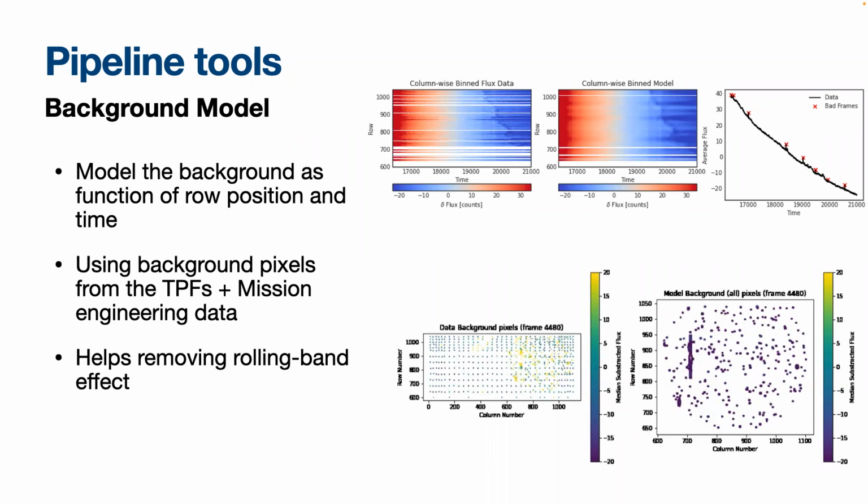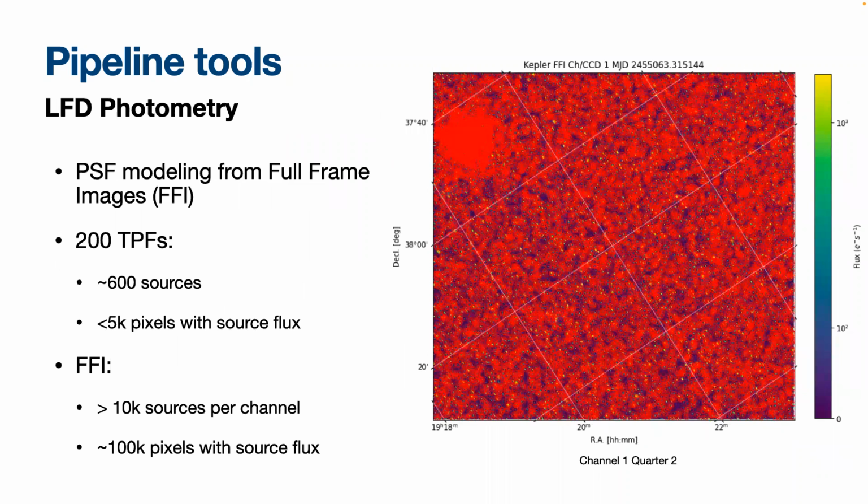So we have our background model, we subtract that, and now we move into fitting the PSF model. I previously mentioned that our method works not only on TPFs, but also on full frame images from Kepler. We take advantage of that, because if we compare a full frame image with all the TPFs in a channel, there is much more data in the full frame image. There are more pixels, so we can create a better, smoother, more robust PSF model. That's what we are doing here.